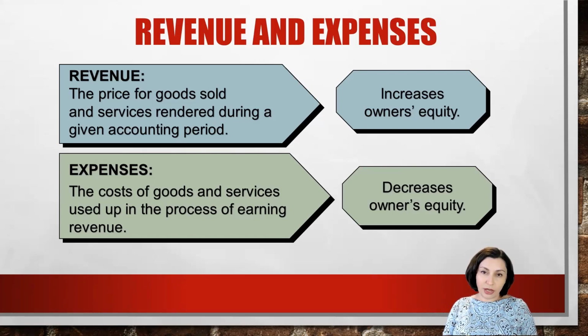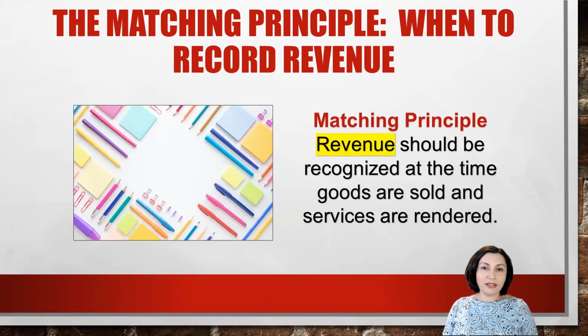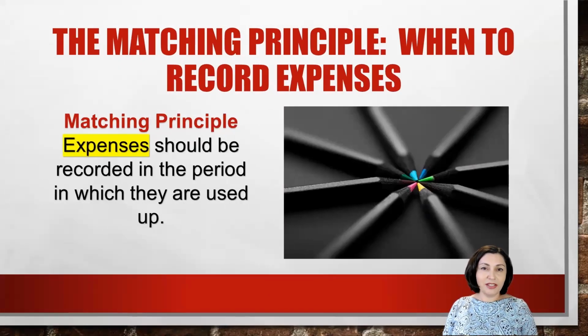Expenses decrease owner's equity. One of the basic concepts of accounting is that revenue should be recognized when goods or services are sold to customers. Most people are cash-based, so this concept may take some time to understand. If the cash basis of accounting is used, revenue is recognized when cash is received rather than when it is earned. Likewise, expenses are recognized when paid rather than when incurred. The matching principle states that we must match expenses with the period in which they are used.